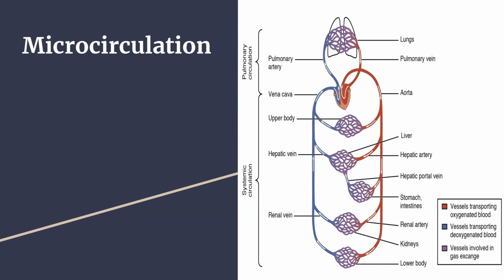So the red ones are vessels that are transporting oxygenated blood. The blue are vessels transporting deoxygenated blood. And the purple is where they are exchanging gases.